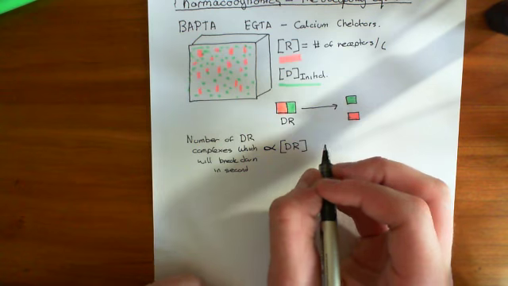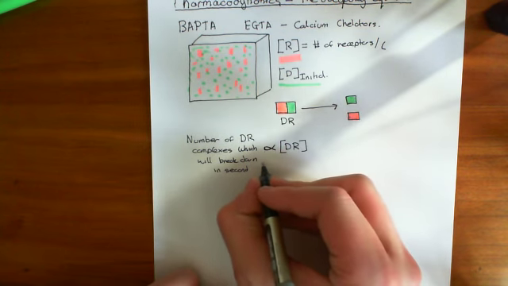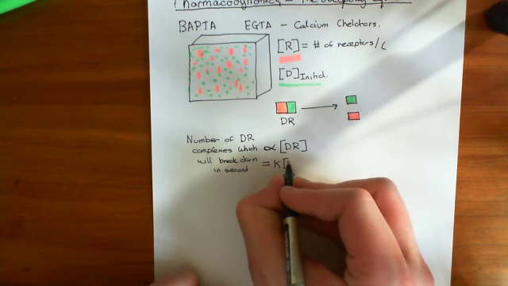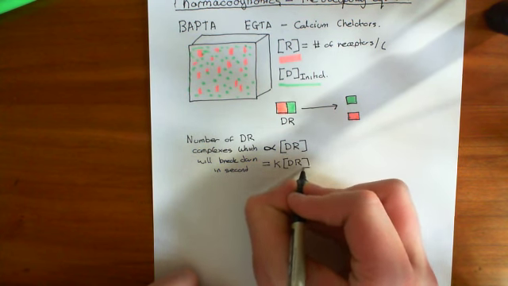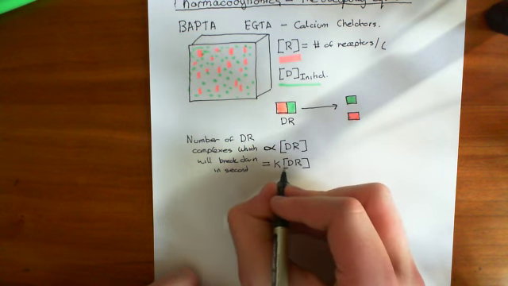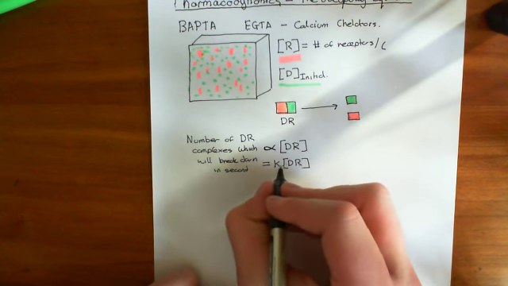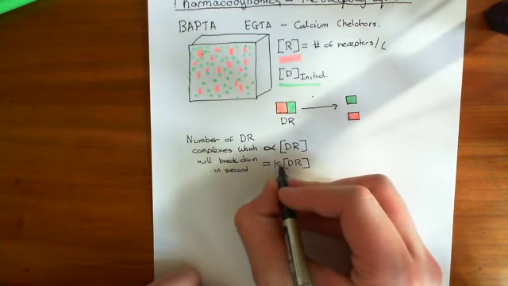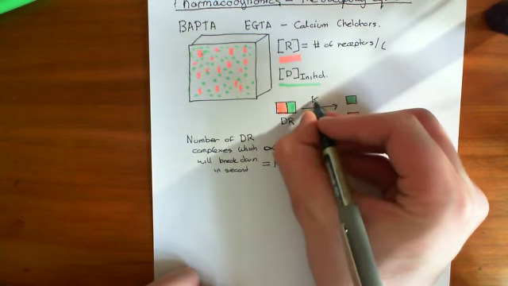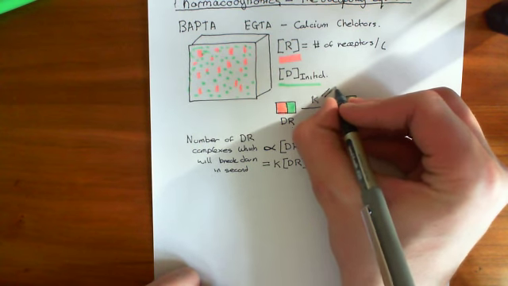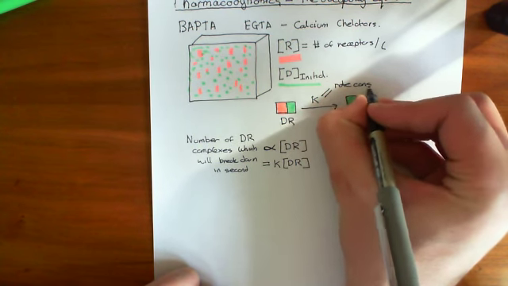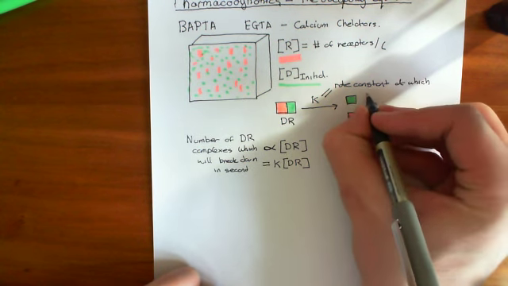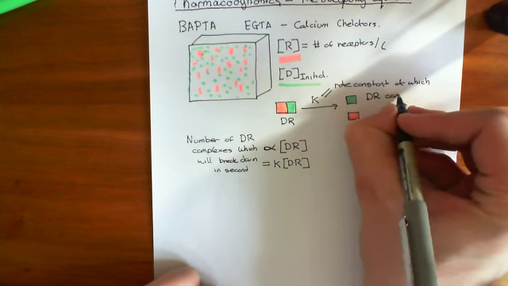Now, all we can replace that proportional sign with is equal to some constant times the concentration of drug receptor complexes. So that basically tells us how many drug receptor complexes are going to break down in a second. That constant is called the rate constant of degradation. So we'll call this the rate constant at which drug receptor complexes will degrade.